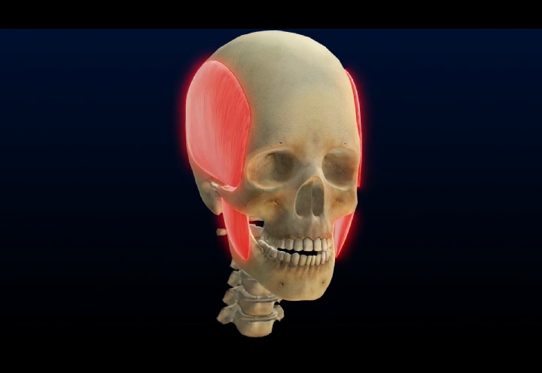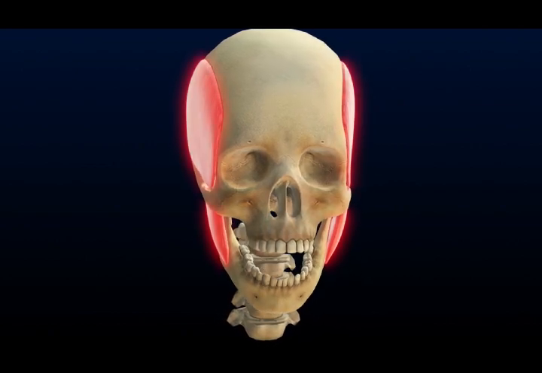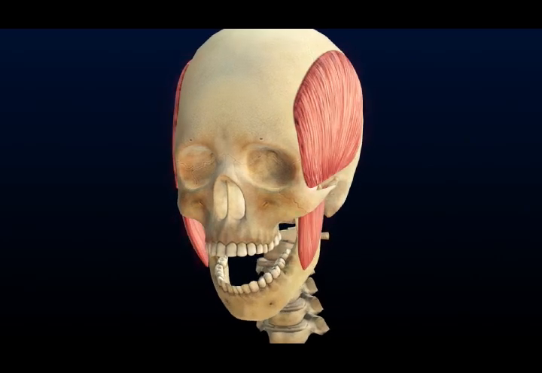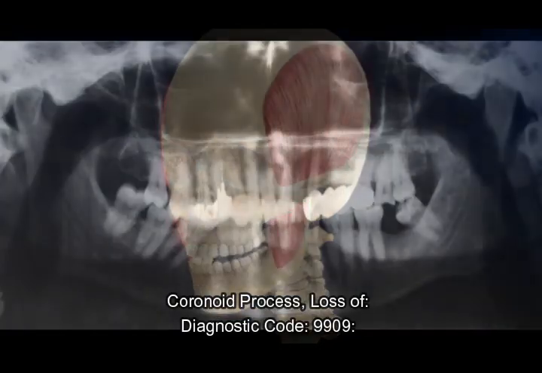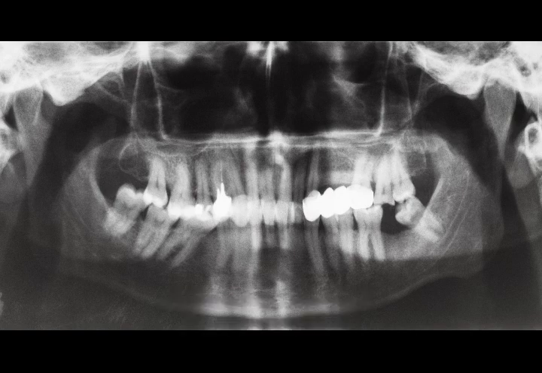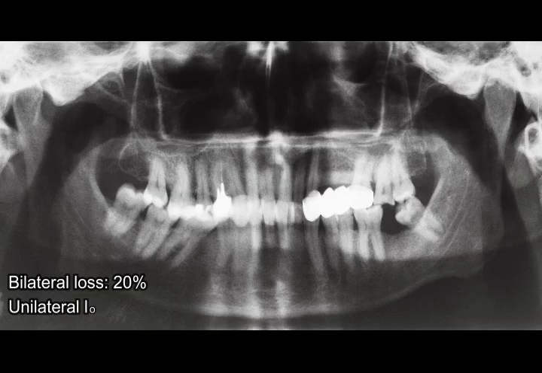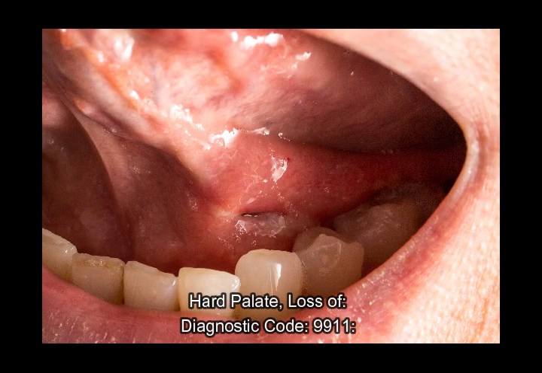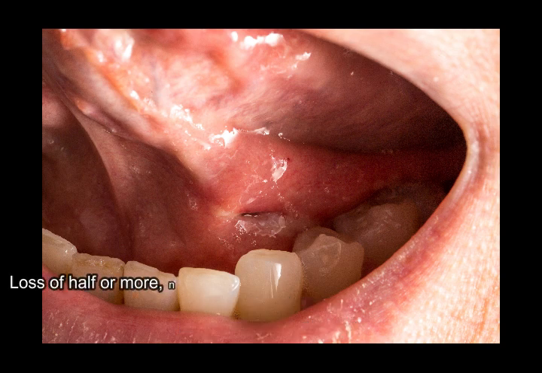The condyloid process is part of the mandible that forms the jaw joint. Loss of this structure can severely impact jaw movement. Loss of one or both sides, 30%. Coronoid process, loss of, Diagnostic Code 9909. The coronoid process is the front part of the mandible that serves as an attachment for muscles used in chewing. Bilateral loss, 20%. Unilateral loss, 10%. Hard palate, loss of, Diagnostic Code 9911. Loss of half or more, not replaceable by prosthesis, 30%.